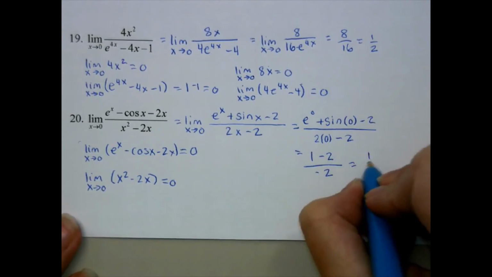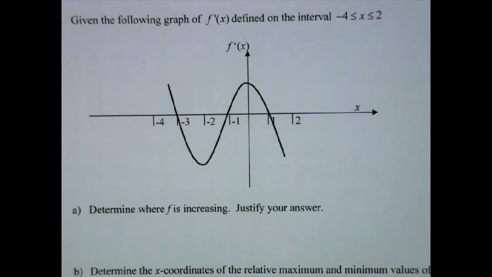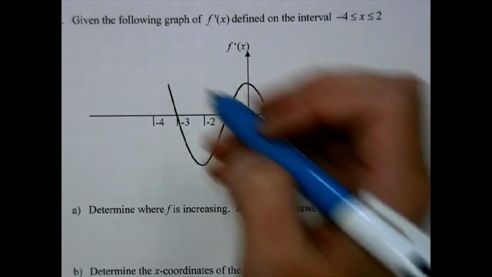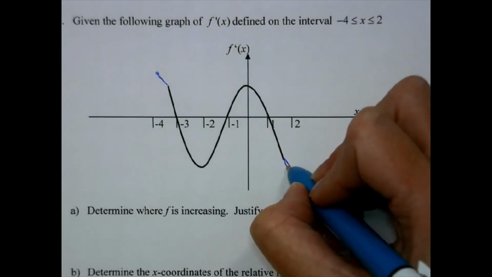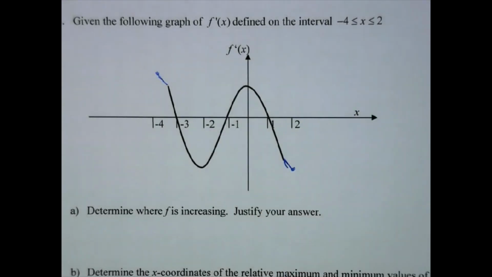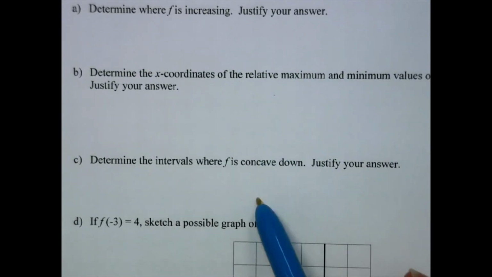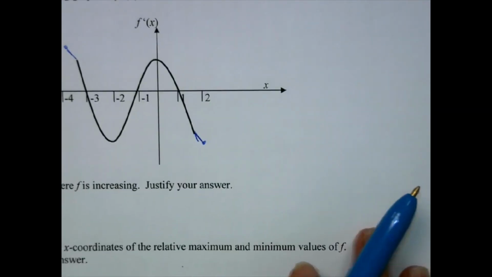So here, again, we have the graph of f prime on the interval negative 4 to 2. So you should probably extend a little bit. Not that that'll affect our answers. So we're going to have some questions. We're going to figure out where it's increasing, maxes and mins, concavity. So what I'm going to do is turn this graph into a number line chart, because I think it's easier to look at the number line chart rather than the graph.